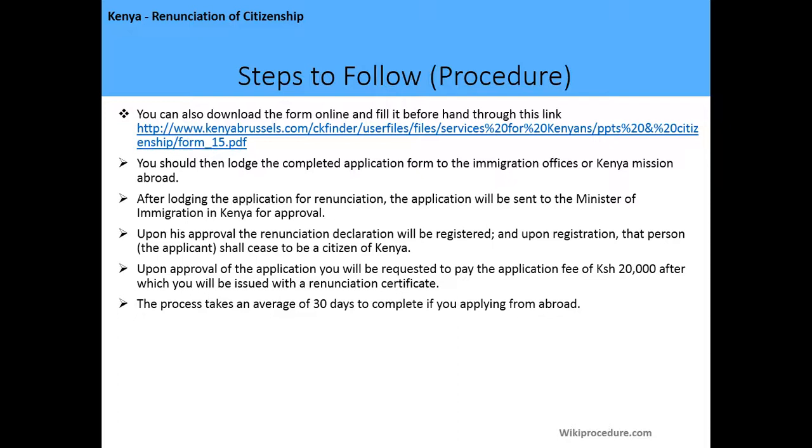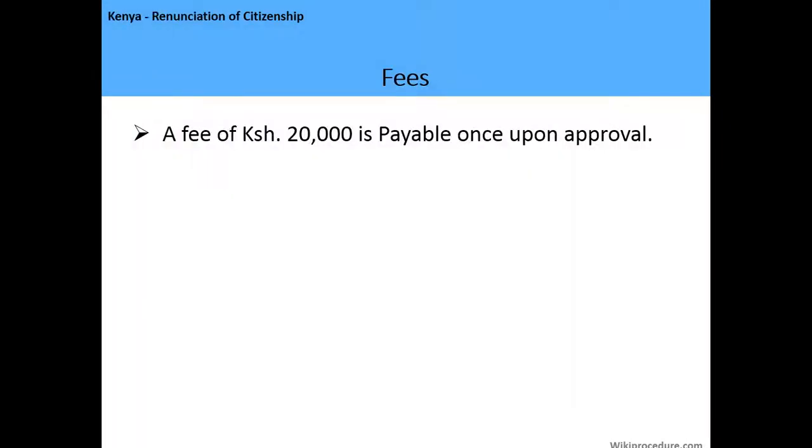Upon approval, the applicant will be requested to pay the application fee of 20,000 shillings, after which you will be issued with a renunciation certificate, and will also be required to surrender documents which are the property of Kenya, which are your Kenyan passport, birth certificate, and copy of your national identity card. The process takes an average of 30 days to complete when you're applying from abroad, and if you're applying in Kenya, the process takes an average of 14 days or 2 weeks.